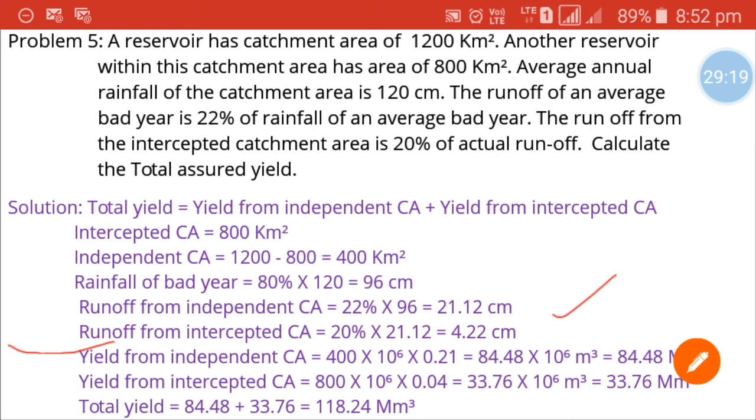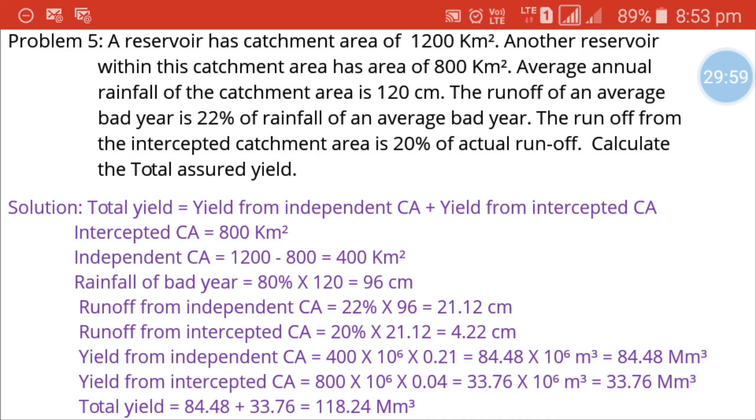Similarly we will calculate the value of yield from the intercepted catchment area. The intercepted catchment area is 800 square kilometer multiplied by 10 to the power 6, multiplied by 4 centimeter, that is 0.04 meter, and thus we get the answer equal to 33.76 times 10 to the power 6 cubic meters. So convert it into million cubic meter, that is 33.76 million cubic meter. We have obtained these two values.